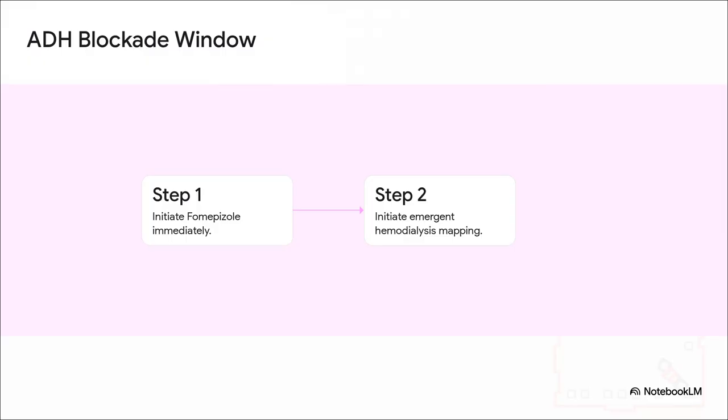Once you spot that gap, you've crossed the diagnostic therapeutic red line. Step 1 is immediate ADH blockade with famotidine. This is a competitive inhibitor that stops the production of those toxic metabolites dead in their tracks. Step 2 is initiating emergent hemodialysis mapping. Why? Because if the pH has plummeted below 7.25, or if you're already seeing visual changes or acute kidney injury, famotidine just isn't enough anymore. At that point, you need to physically pull the acid out of the blood.